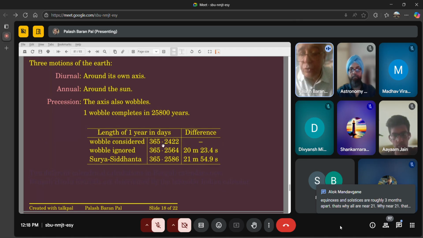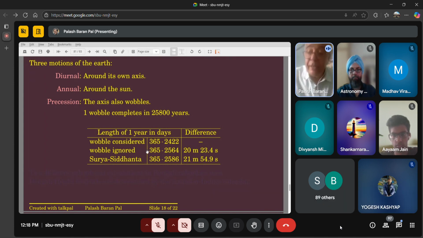So that's 3422. If you disregard this thing, so if you really consider the 360 degrees rotation, then it should be 0.2564. And this is the thing that Surya Siddhanta wanted to measure, but they made a little error, and that is excusable. They said it's 365.2522586.